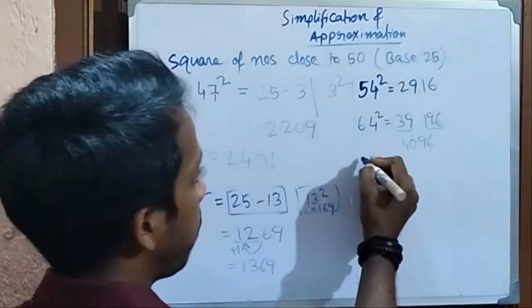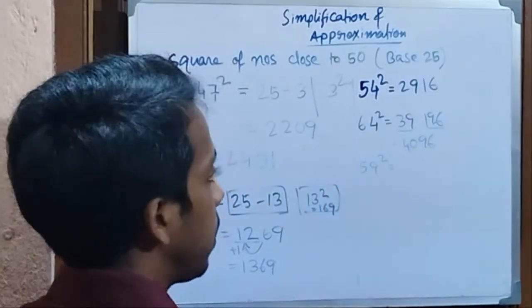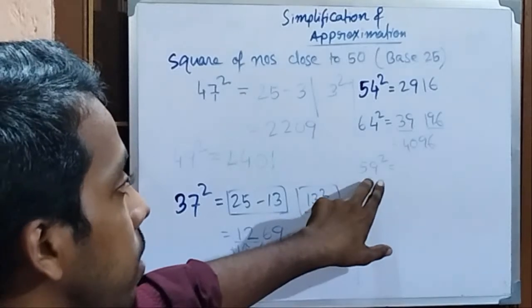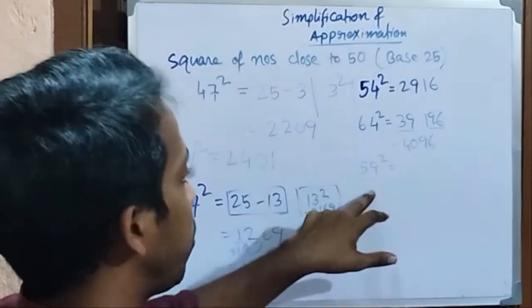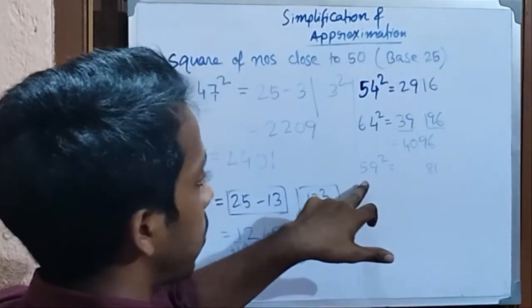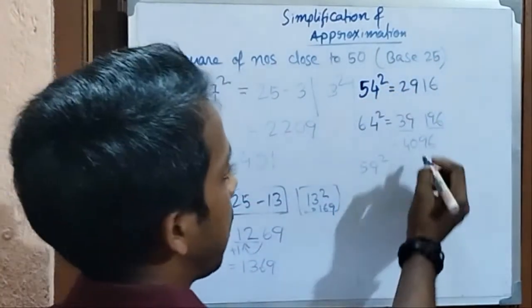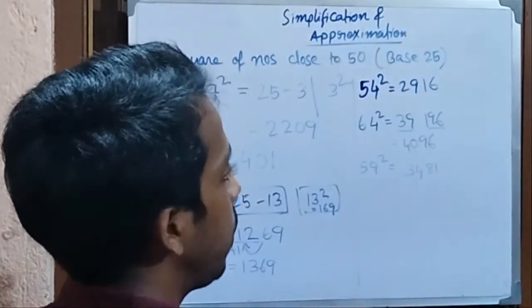Okay, moving to some more, something like 59 square. Here again you can see it is 9 more than 50, so 9 square would be in the second box, and in the first box 9 should be added to this base part 25. So 25 plus 9 is 34. So 3481 is the answer.